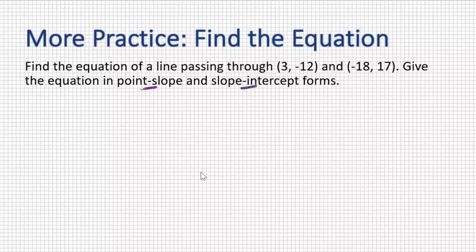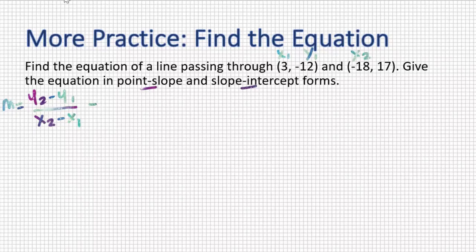Well, regardless of which form we'd like to use, we'll absolutely have to find the slope first. So using y2 minus y1 divided by x2 minus x1, we'll find the slope. Again, if I use 3, negative 12 as my first point, I'll call the x and y coordinates x1 and y1. And I'll use negative 18, 17 as my second point.